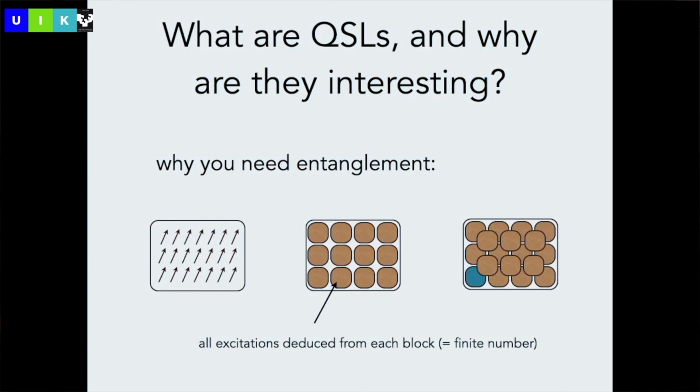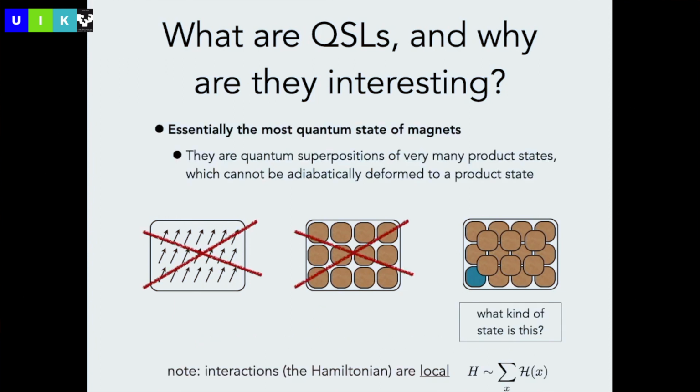So I guess this is kind of a summary on this bigger slide of what I just said 2 slides ago. Which is that if you have a non-quantum spin liquid, so a product state, all excitations can be deduced from each block, and each block being finite has a finite number of excitations which you could do in each block. Okay, and this is different from a quantum spin liquid. So what kind of state is this?